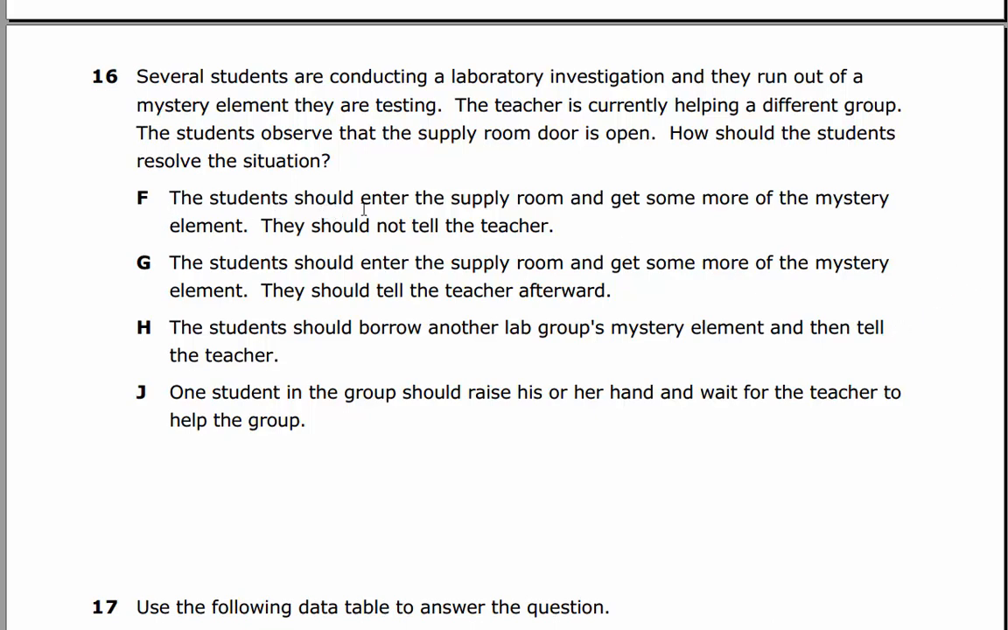F. The students should enter the supply room and get some more of the mystery element. They should not tell the teacher. G. The students should enter the supply room and get some more of the mystery element. They should tell the teacher afterwards. H. The students should borrow another lab group's mystery element, then tell the teacher. J. One student in the group should raise his or her hand and wait for the teacher to help the group.